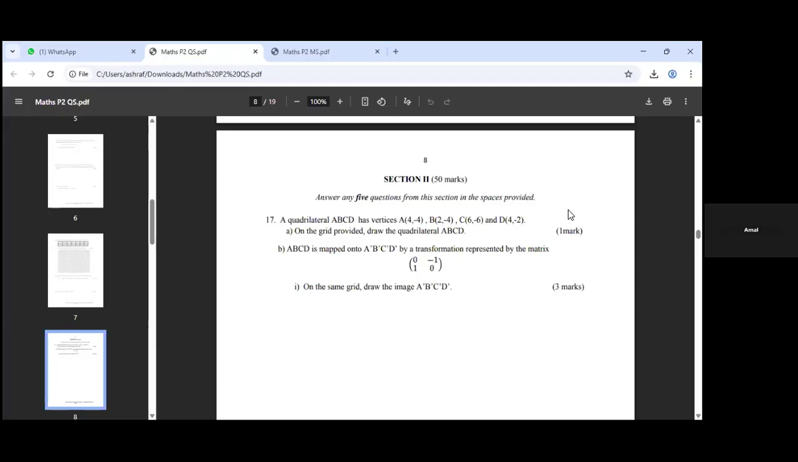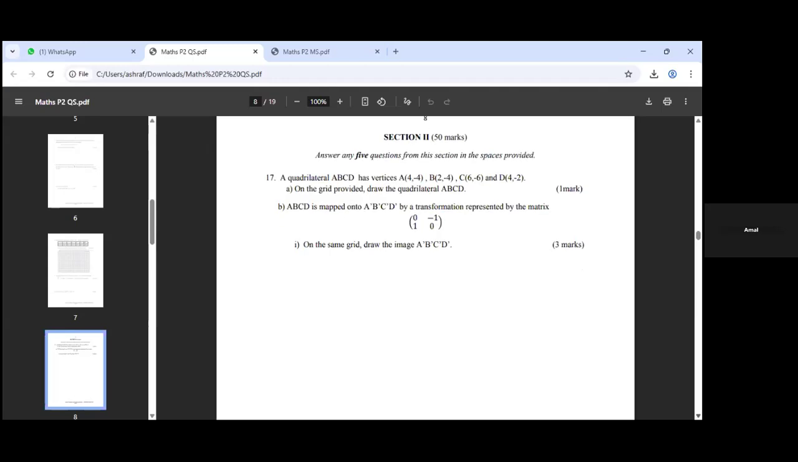Okay, so the first question is on the screen. We are given a quadrilateral and the vertices are given there. Number 17, you are to draw the quadrilateral. Then the second part, that object is mapped onto the first image by a transformation matrix. You're given the transformation matrix. You are to draw the first image. So for you to draw the first image, you must have the coordinates of the vertices of the image.